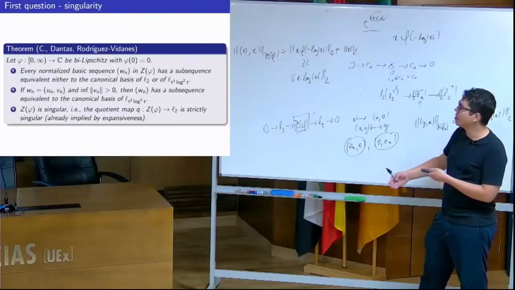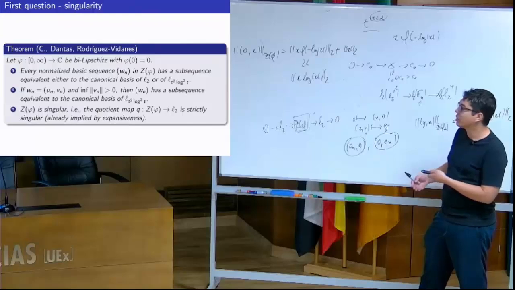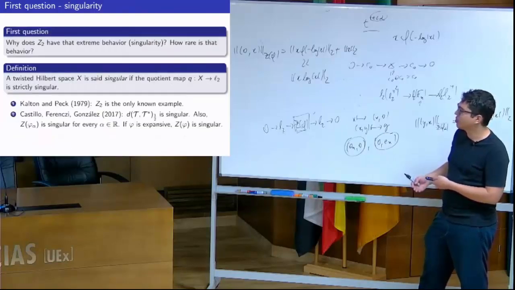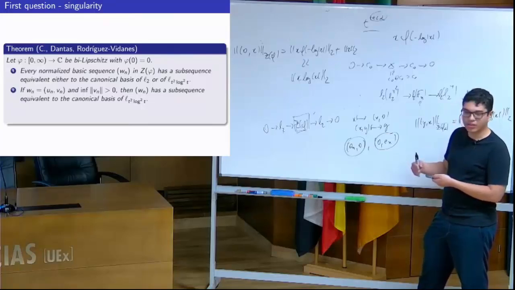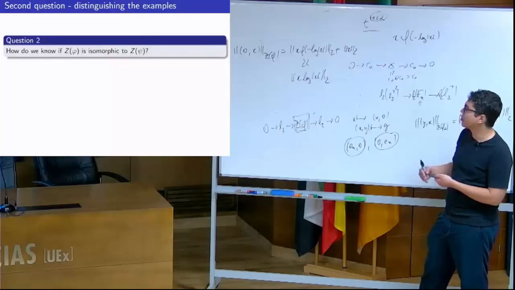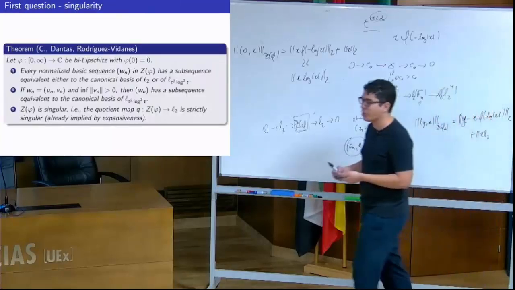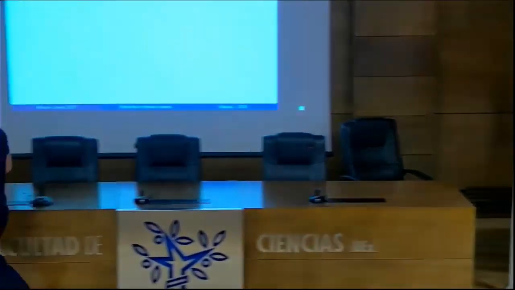In the case of the Orlicz sequence space, you would get that L2 is isomorphic to this Orlicz sequence space. But this was already implied by expansiveness, the result I mentioned by Castillo, Ferenczi, and Gonzalez. So the real content here are these two things: that you get only two classes of spaces there. So this kind of answers the first question, why singularity?